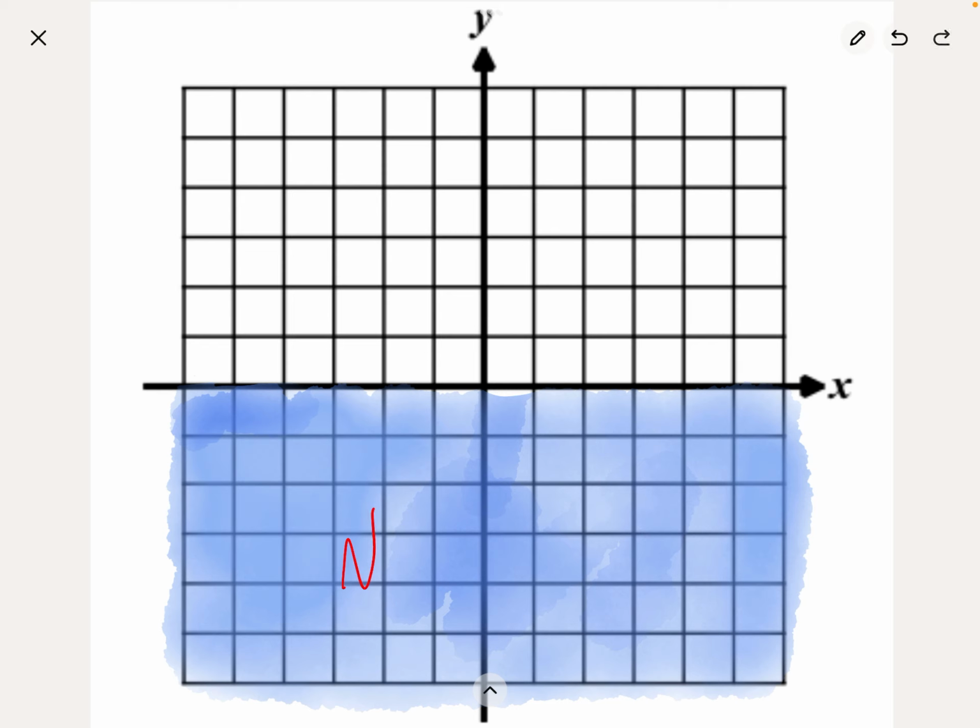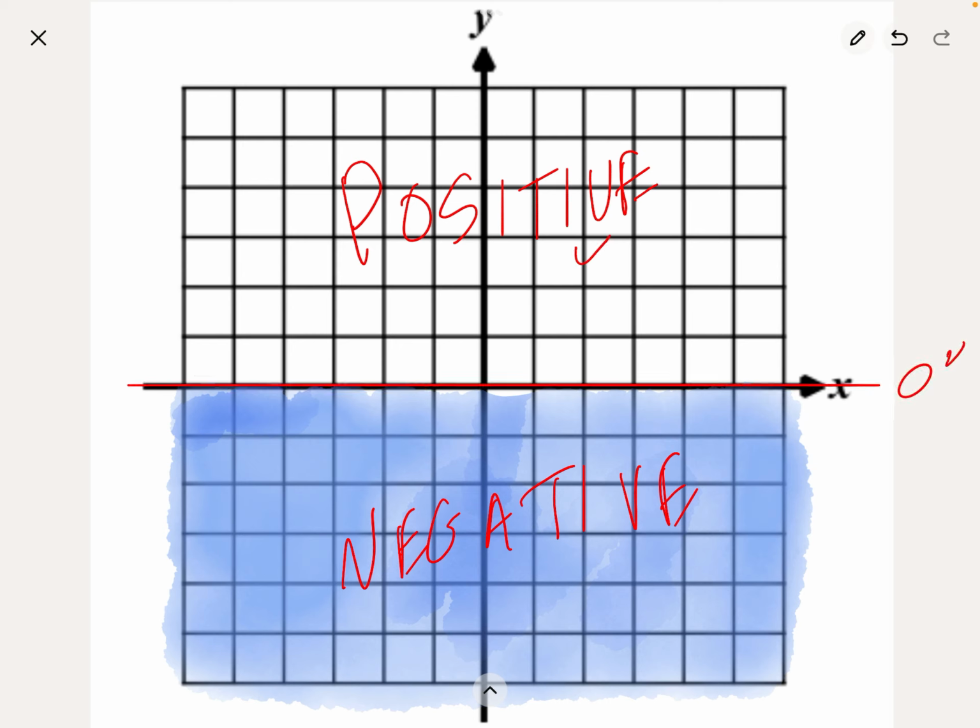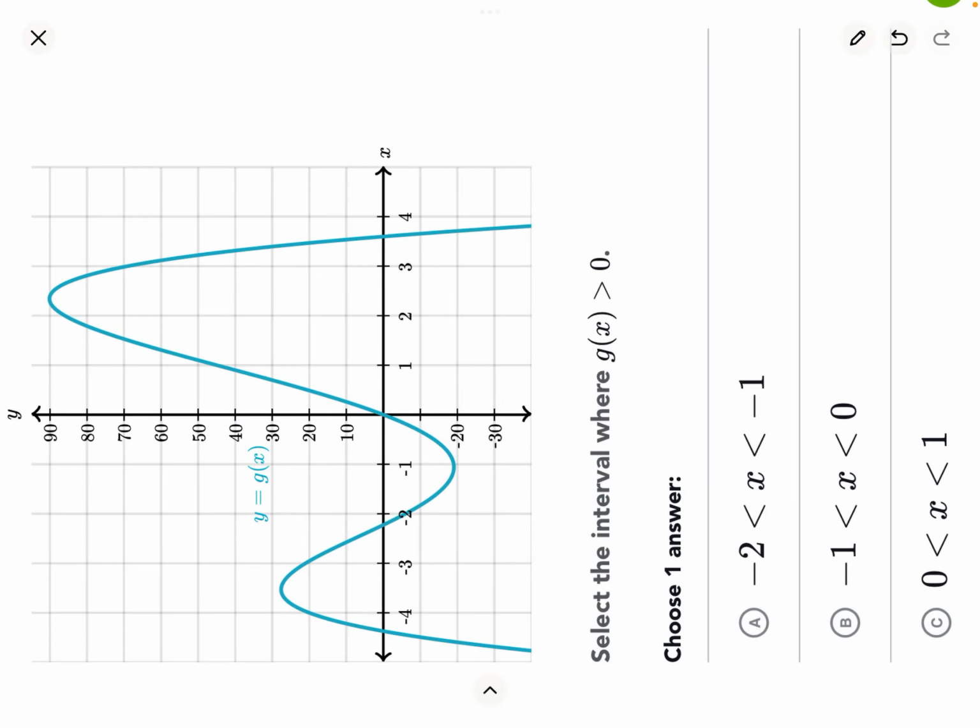All right, so this is all negative. Everything down here is negative. Everything up here is positive. And anything on the x-axis is zero. So positive, zero, negative. If you remember that, then it's pretty simple to know where the graphs are positive, negative, or zero. So now let's look at a question.